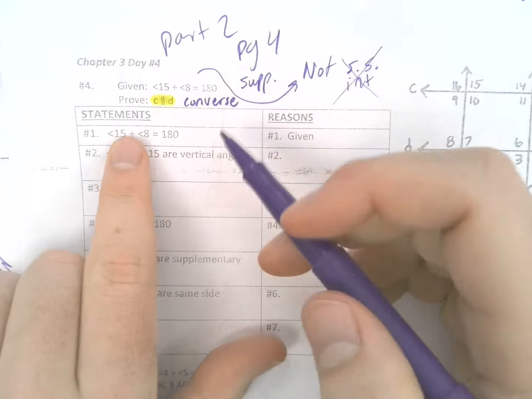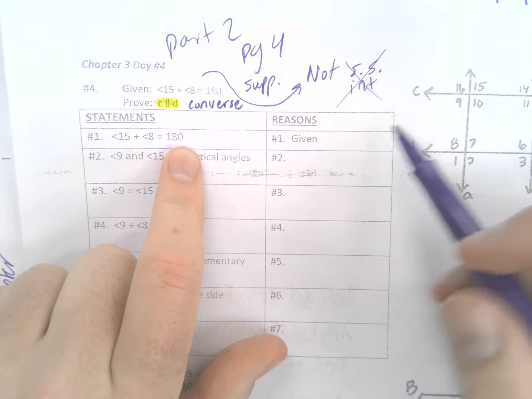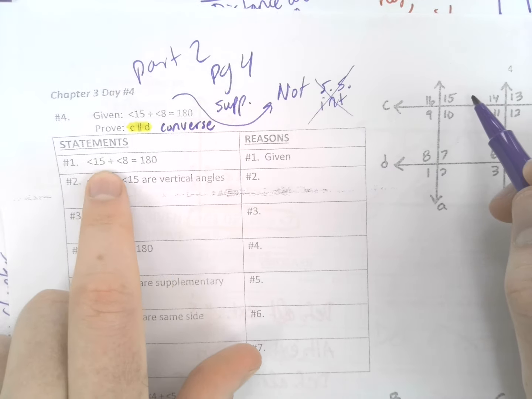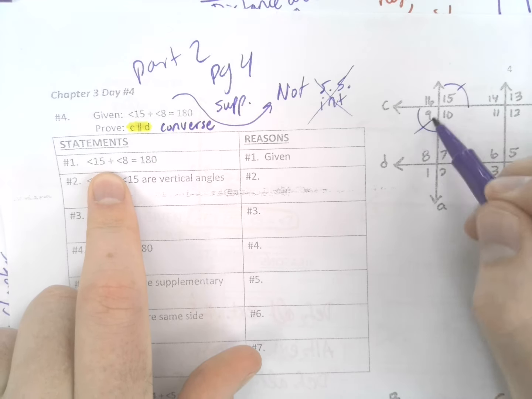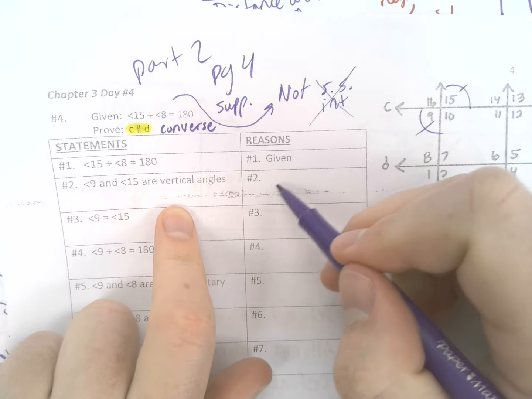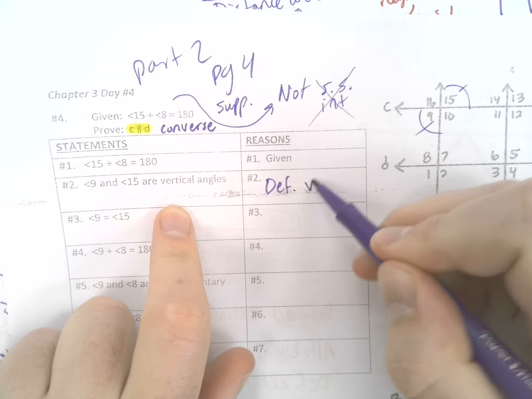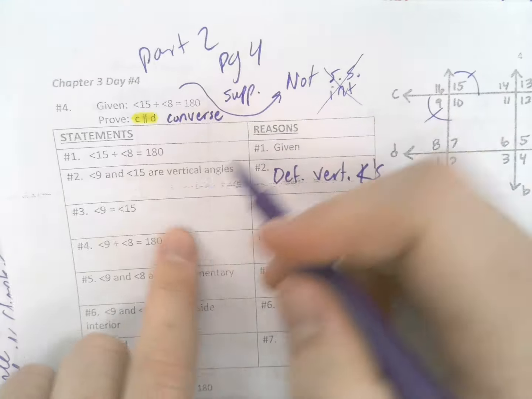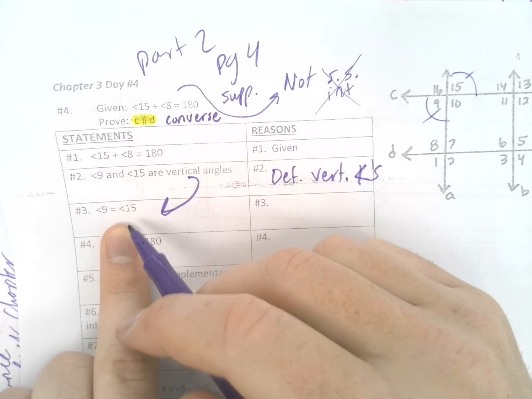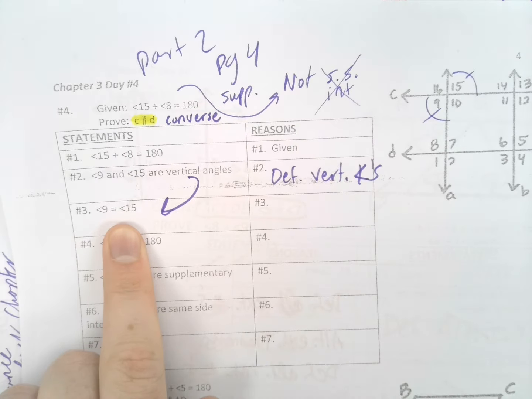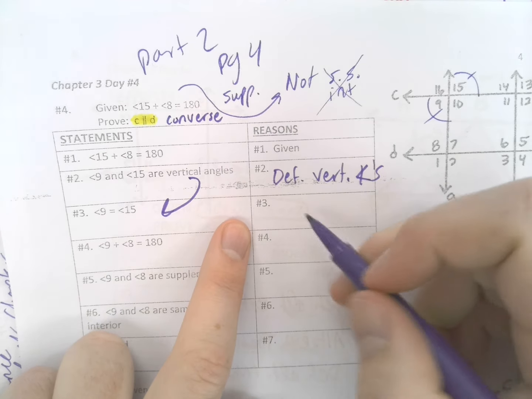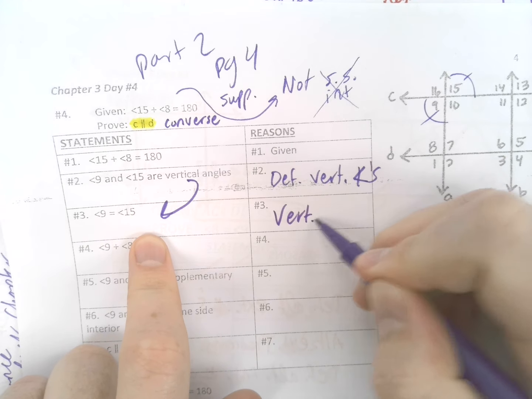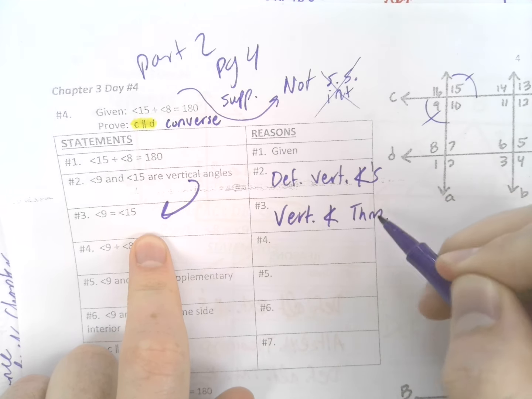Let's get to it. We're given that these 2 angles add up to 180. We'll come back to that. In the meantime, speaking of 15, 9 and 15 are going to be vertical angles. That's a good old-fashioned statement based off the definition of vertical angles. Because of that, 9 is going to equal 15. Remember what we talked about today: definitions a lot of times lead to theorems. The definition has the words, the theorem has a statement. Vertical angle theorem.